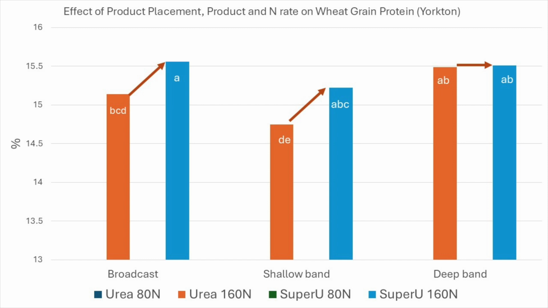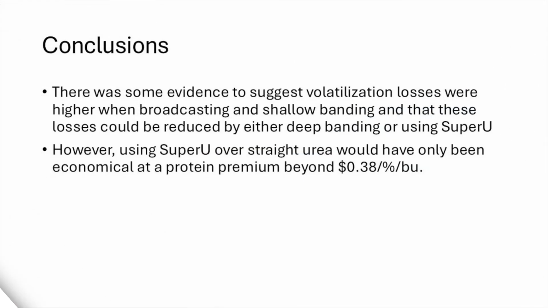But if we take the best case scenario from Yorkton, we would require a protein premium of 38 cents per percent per bushel just to break even. So, in conclusion, there was some evidence to suggest volatilization losses were higher when broadcasting and shallow banding, and that these losses could be reduced by either deep banding or using Super U. However, using Super U over straight urea would have only been economical at a protein premium of 38 cents per percent per bushel or beyond.